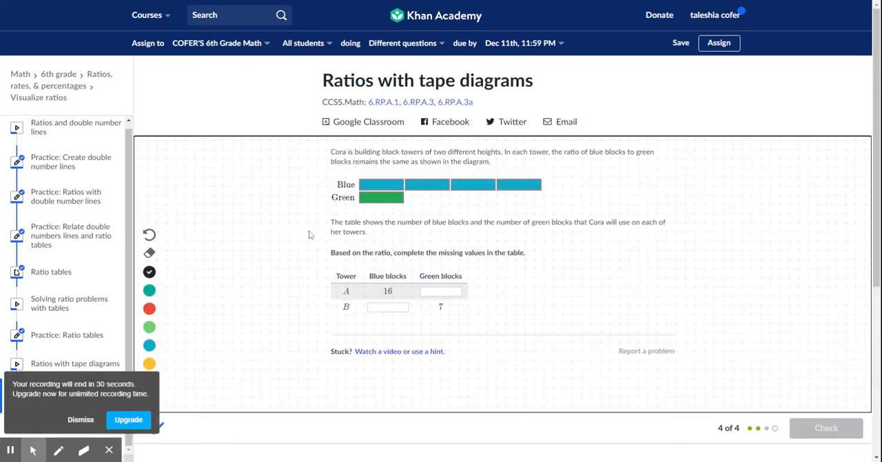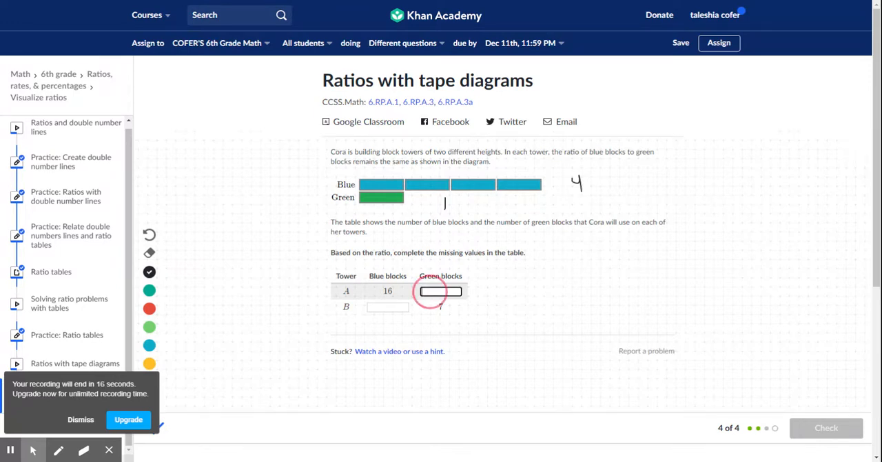On this one, blue versus green. I got to move fast because I only have 30 seconds left. I have 4 blue, 1 green. Okay, so to get from blue to green, I divide by 4. 16 divided by 4 gets me 4. To get from green to blue, I multiply by 4. So 4 times 4 gave me 16. 7 times 4 would give me 28. Hopefully this is right. Awesome, we did it, guys.